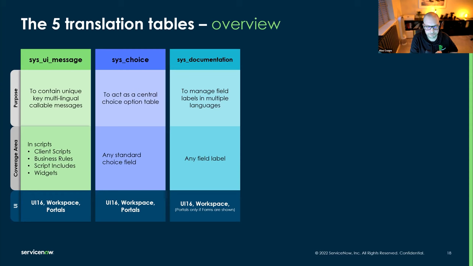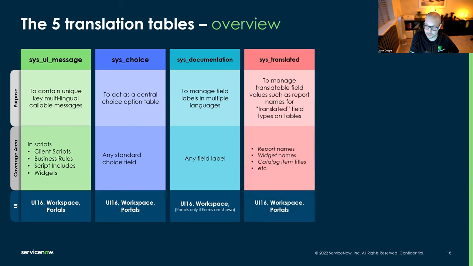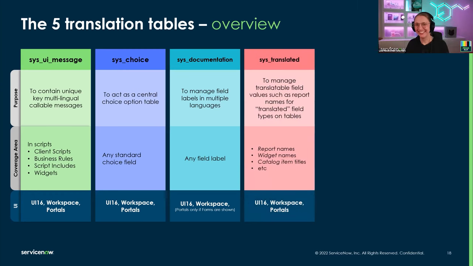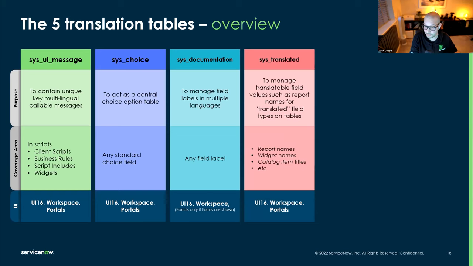Cool. And if we go to the next one, we have Sys translated, and this is governed by a field type called a translated field. So if you look at the type of field and it says translated field, it will reside in here. It needs to know what table it's for, what element, which is the field that it's for, and then you can put the English value, and then you can put the translated value.